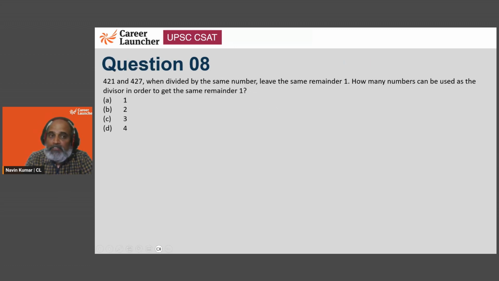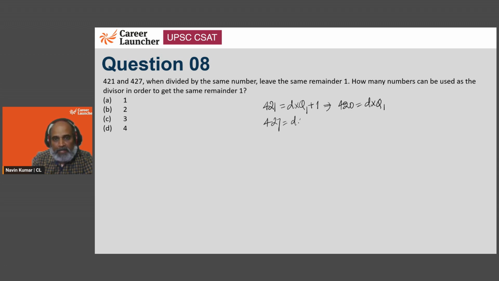Next, 421 and 427 when divided by the same number leave the same remainder 1. How many numbers can be used as the divisor in order to get the same remainder 1? So as per the question, 421, when divided by a number, goes a certain number of times and the remainder is 1. So this can be written as 420 is equal to D into Q1. Similarly, 427, when divided by the same number, will go a certain number of times and have 1 as the remainder, which means 426 is going to be D into Q2.